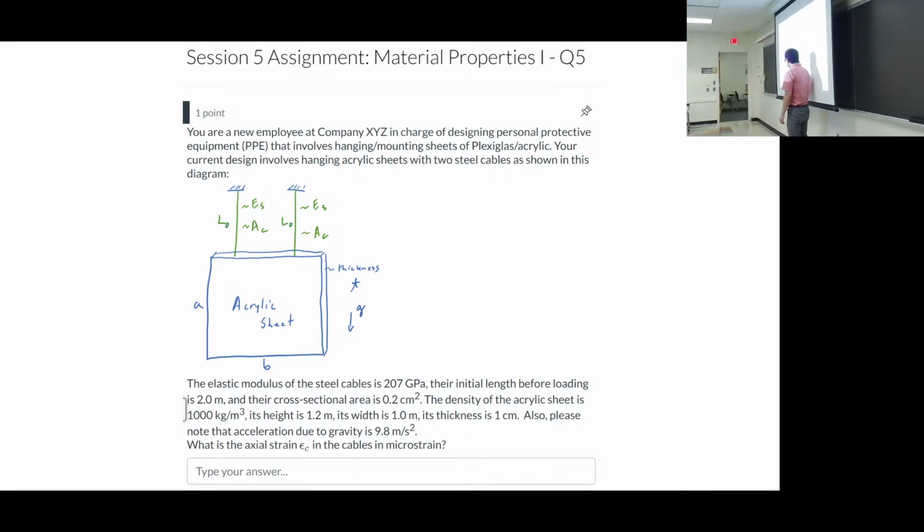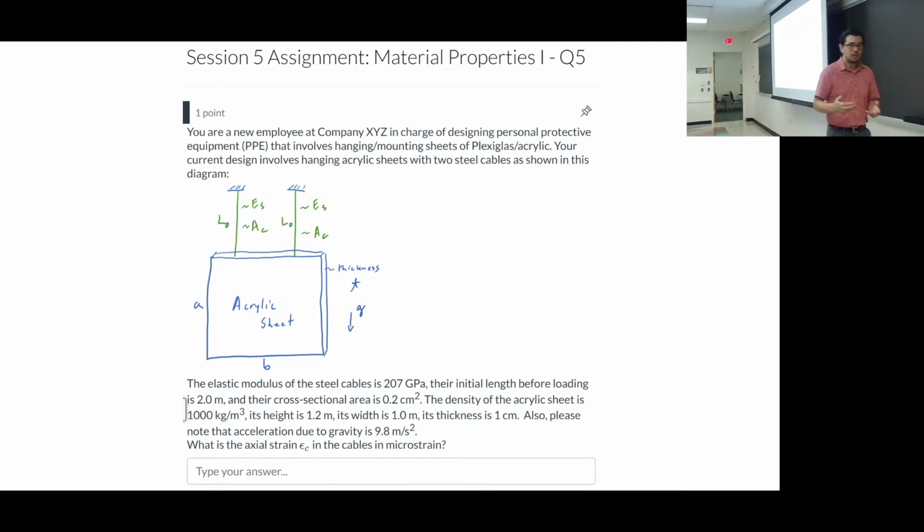So I say the stress divided by this, which is in gigapascals, so another big unit. And that would give you the strain, but it's a microstrain. Okay, so that means that you have to multiply by 10 to the 6. Okay, so that's how you do that.